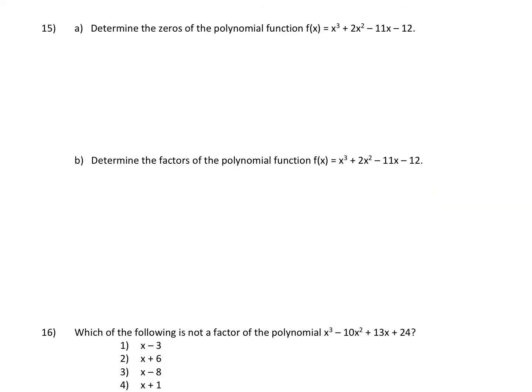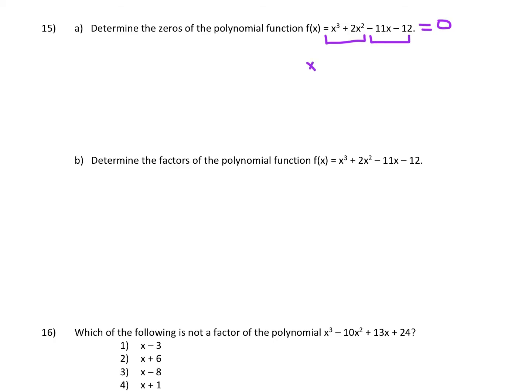All right, now if we take a look at number 15 on the next page, it says determine the zeros of the polynomial function. Now, if I saw something like that, the first thing I would do to determine the zeros is I would probably set this equal to 0 and try to factor. But when I do, watch what happens.